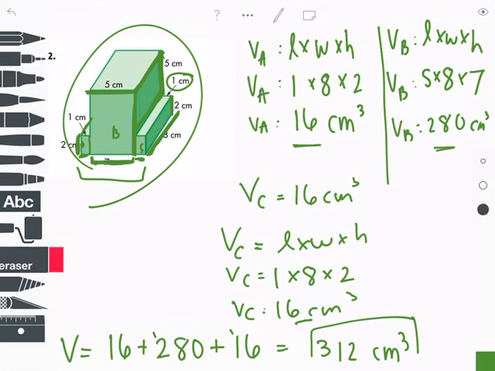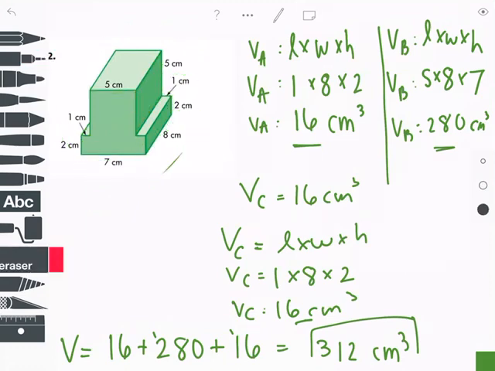Okay, if you want to practice this on your own, instead of cutting it into 3s, you could have just cut it across and find the volume of A and B. So you can go ahead and try that one on your own and make sure that you get 312. And you're only going to have 2, so volume A and volume B to combine.